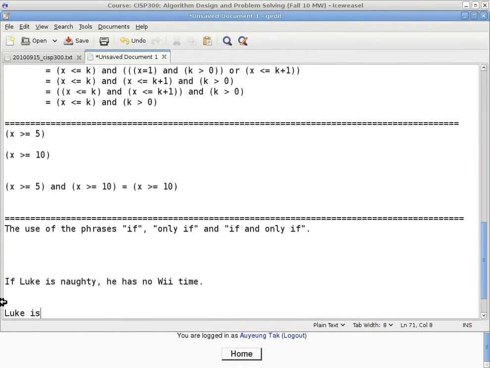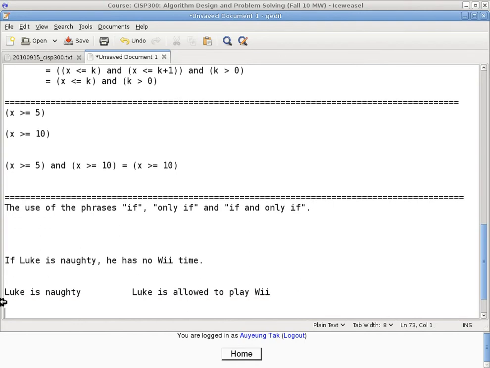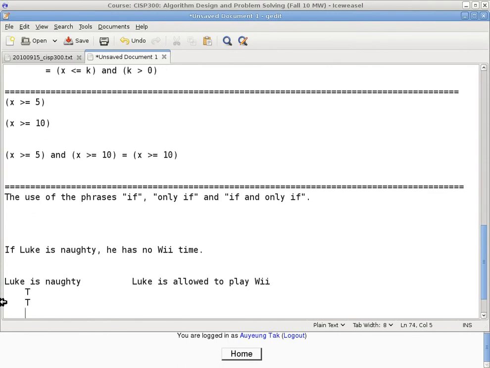So here, Luke is naughty. It's a condition. It can either be true or not. He's naughty during the week. Luke plays with the Wii system over the weekend. Either he does play or he is allowed to play. It doesn't mean that he has to play. He is allowed to play Wii.